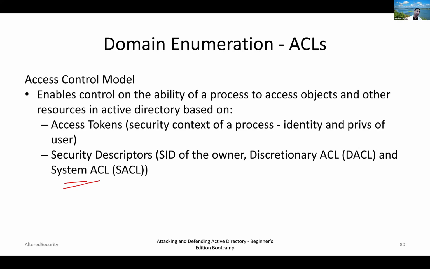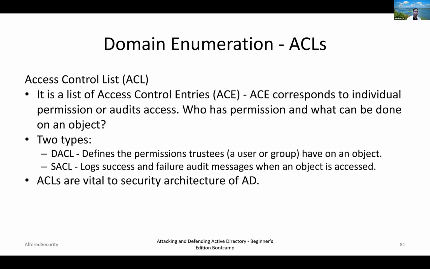Whenever a process or a thread wants to access an object, the object has a list where it matches the identity provided by the process, to see whether it has access or not. That list is called the ACL, or access control list. Each entry is called an ACE, access control entry. There are two types of ACLs. DACL defines what access you have or not, and SACL logs success or failure. That is the difference: DACL controls your access, SACL logs your access.